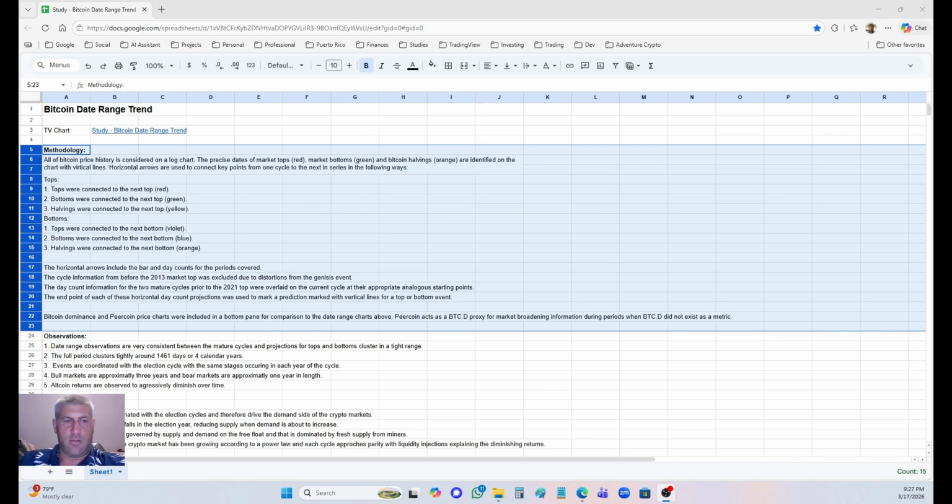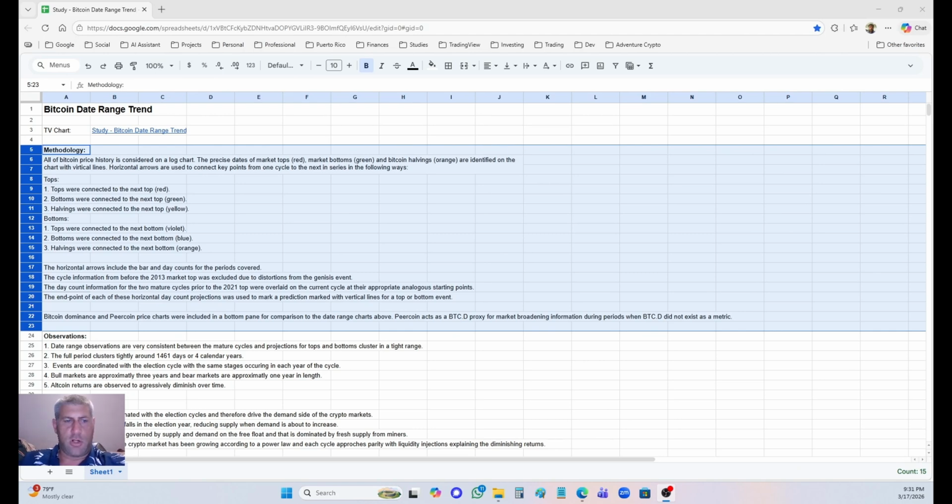For bottoms, tops were connected to the next bottom with violet arrows. Bottoms were connected to the next bottom with blue arrows. Halvings were connected to the next bottom with orange arrows. The horizontal arrows include the bar and day counts for the periods covered.